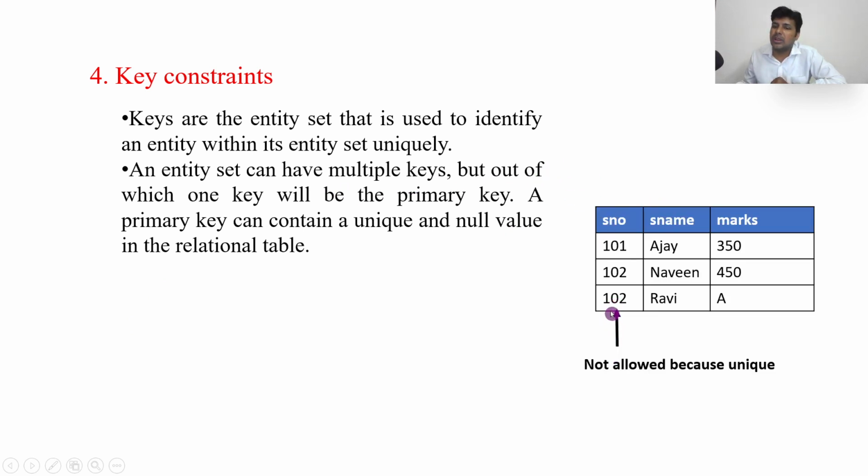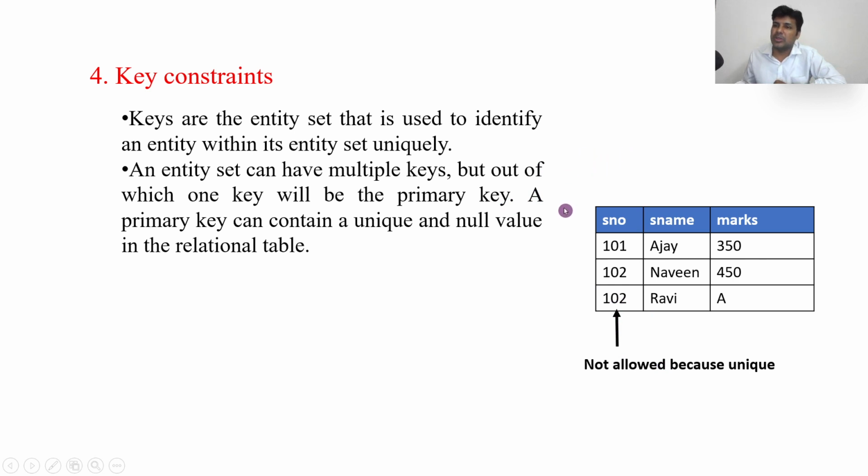See, suppose somebody is trying to enter 102 again, it will not accept. So what kind of rule is it? Key constraint. Key constraint means the key value should not be null or duplicate. Here, a duplicate will not be accepted. It should be written as not allowed because of duplicate. So it should be unique. Not allowed because it should be unique.